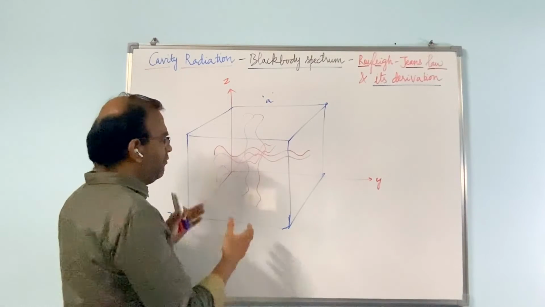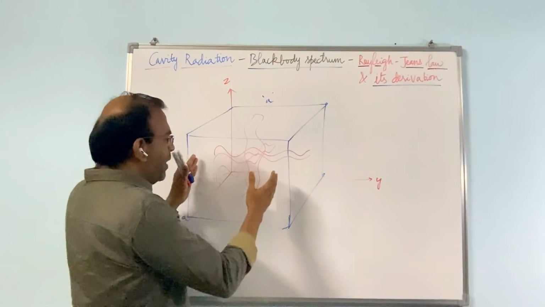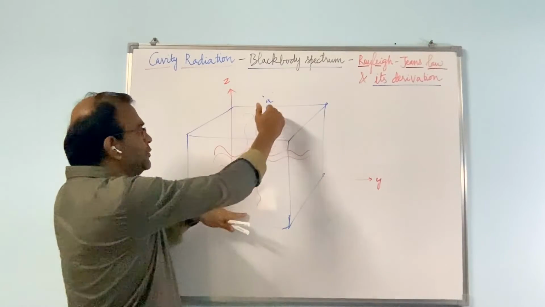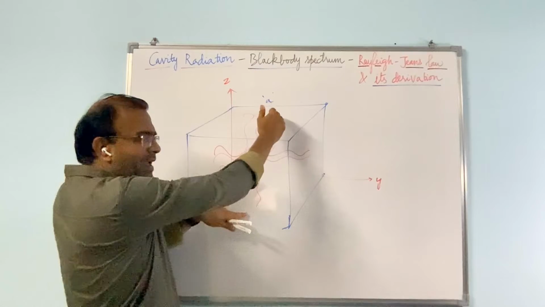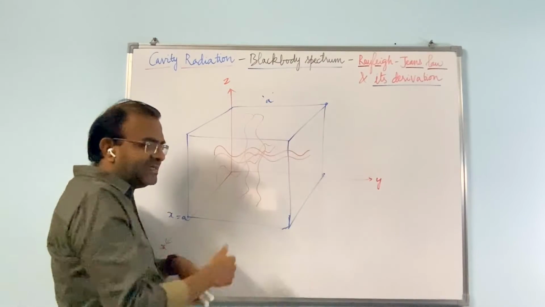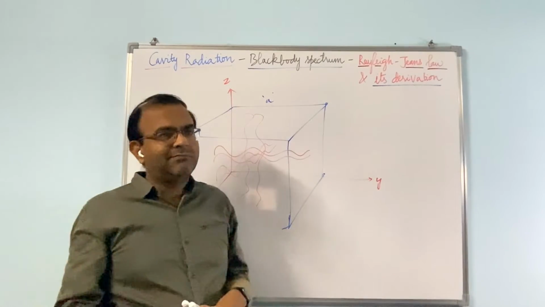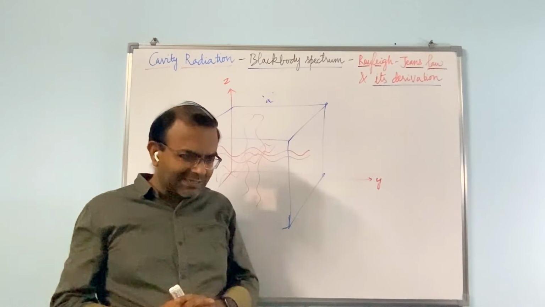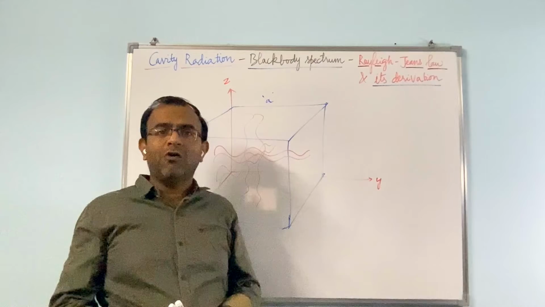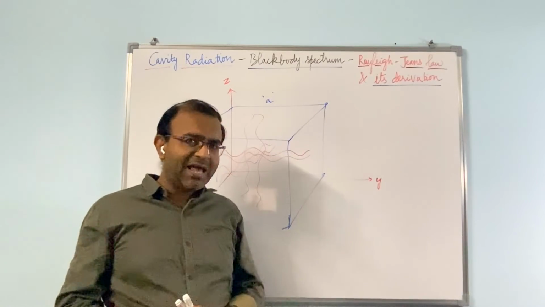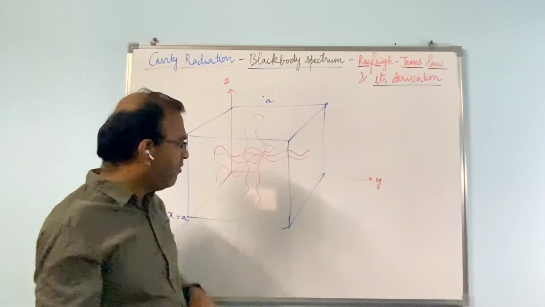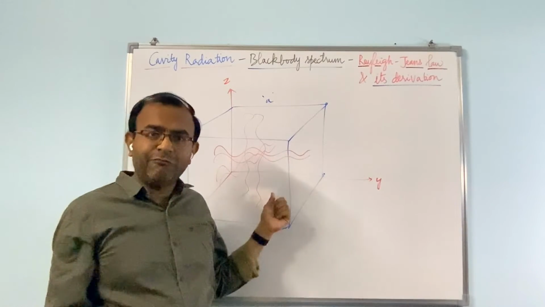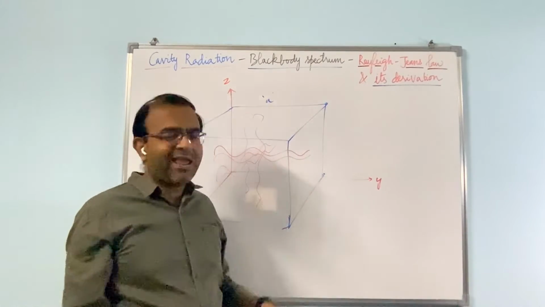For the same reason, one can argue that the walls at y equals 0 and y equals a, as well as the walls at z equals 0 and z equals a, also form standing waves at the walls. So the three components of the electric field of the electromagnetic wave, namely the x, y and z components, form standing waves at the three pairs of walls of this cubical cavity.